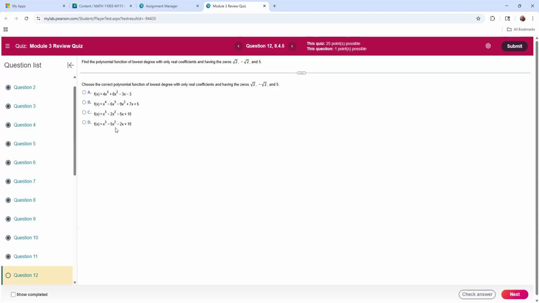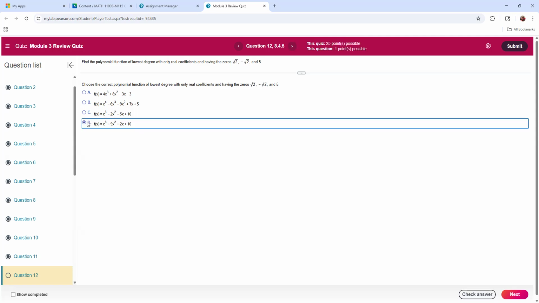So let me see. Oh, look at that. C is close, but they got the 2 and the 5 backwards, okay? So watch out. They try to do little tricks like that. We need D. X cubed minus 5x squared minus the 2x plus the 10, okay?